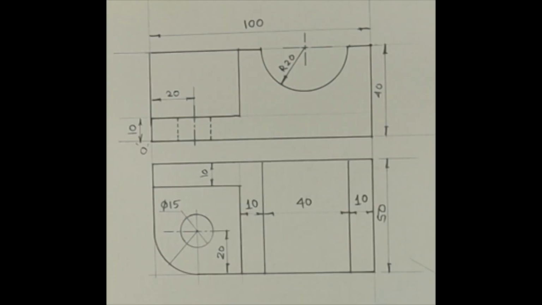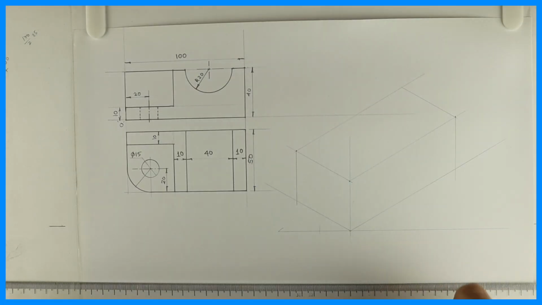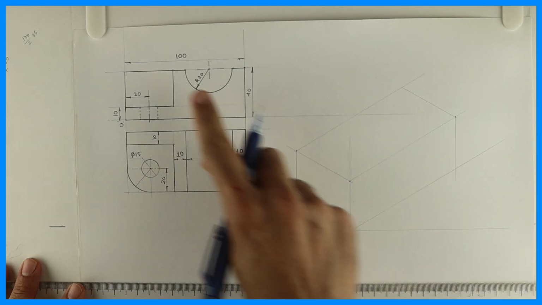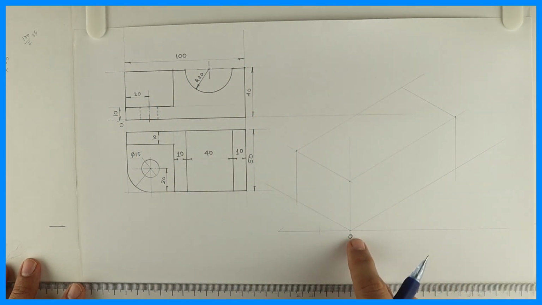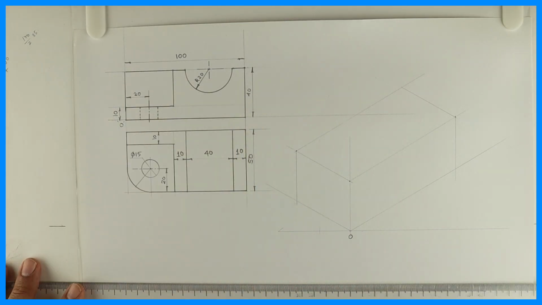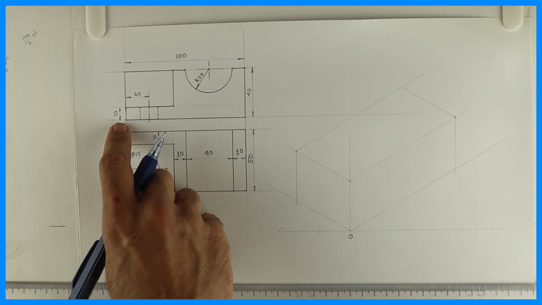Welcome to Technical Drawing. Today we are going to solve this sum in isometric. Now if you see in this, length is 100. So O, right side I will take 100, height is 40 and width is 50. Now first we'll see there are two parts, 1 and 2. So we'll start with part 1.